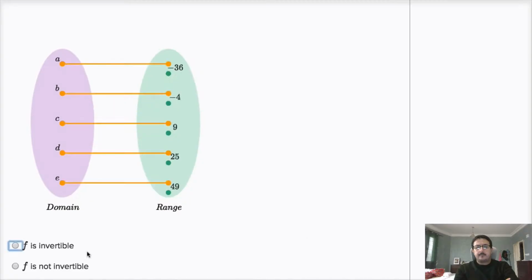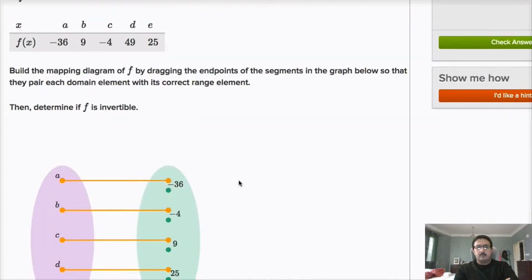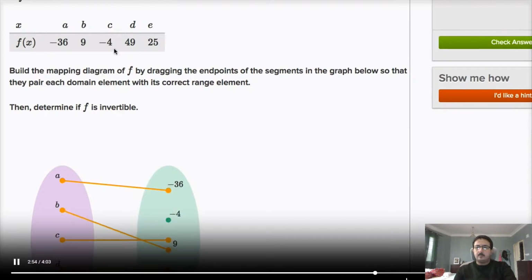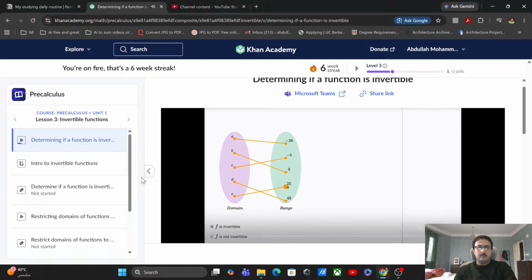Let's do another example. This is the same drill. We have our members of our domain, members of our range. We can build our mapping diagram. A maps to -36. B maps to 9. D maps to 49. So let's think about what this hypothetical inverse would do: input 25, it should give you E. Input 9, it gives the inverse function. This is a 1-to-1 mapping. Each of the members of the domain corresponds to a unique member.